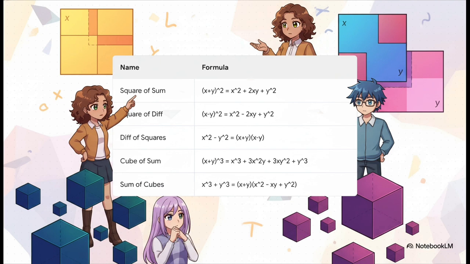Also, let's step through the sum and difference of cubes. If we actually expand x minus y multiplied by x squared plus xy plus y squared step by step, the middle terms, like positive x squared y and negative x squared y, they just beautifully cancel each other out, leaving us with exactly x cubed minus y cubed. And the exact same beautiful cancellation happens for x plus y multiplied by x squared minus xy plus y squared, leaving us with x cubed plus y cubed.